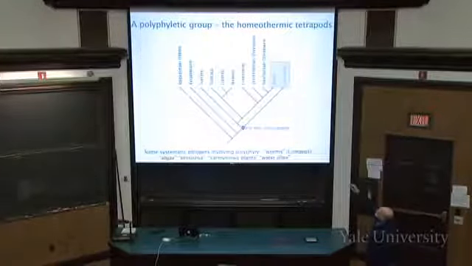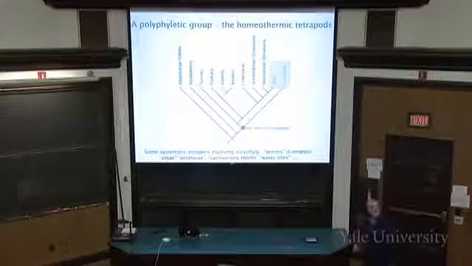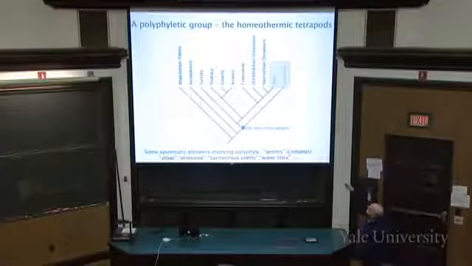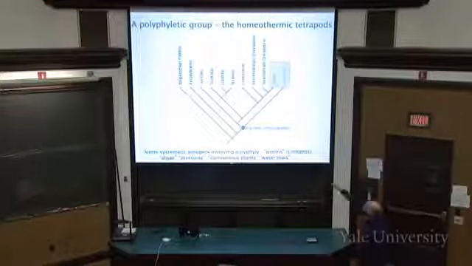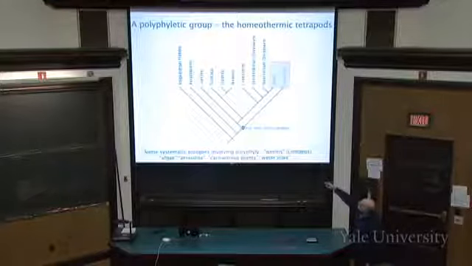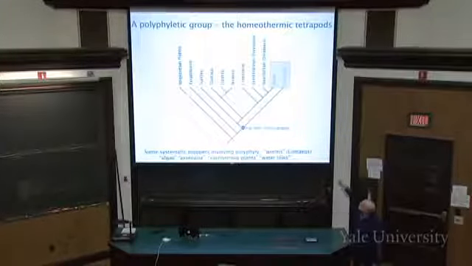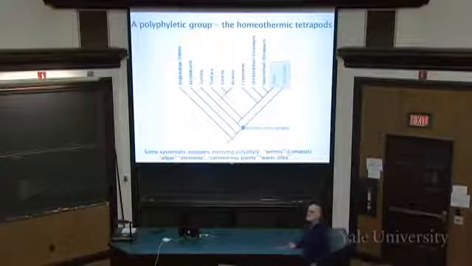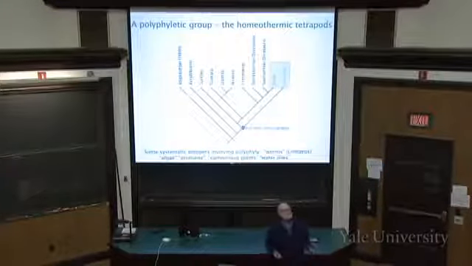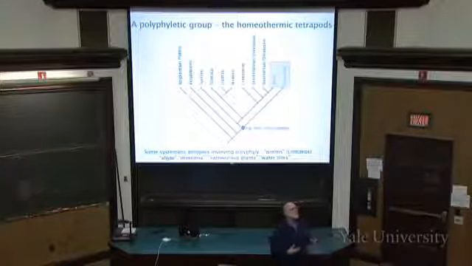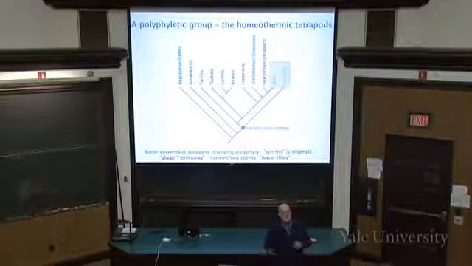Here's a polyphyletic group. If we define a group called the homeothermic tetrapods, it contains the birds and the mammals, but look at all of the things that are more closely related to the birds than the mammals are. So if we were to define the birds and the mammals as a group, it would be a false group, because phylogenetically, the birds have many things which are more closely related to them than the mammals do.